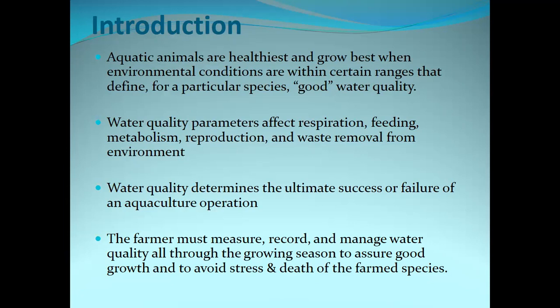Water quality parameters affect respiration, feeding, metabolism, reproduction, and waste removal from the environment, so it affects a whole range of things. Water quality determines the ultimate success or failure of an aquaculture operation. If you have poor water quality, your organisms will not grow as well, and in extreme cases they could die and you could lose your entire production. So the farmer must measure, record, and manage water quality all through the growing season to assure good growth and to avoid stress and death of the farm species.